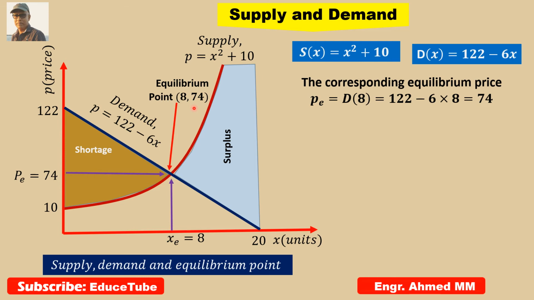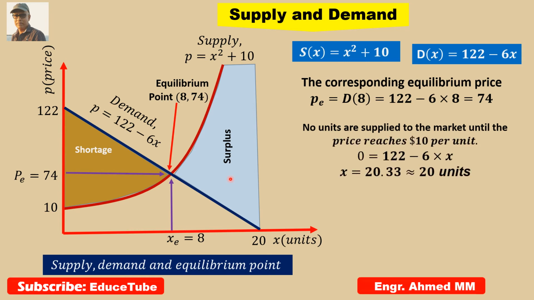And another important thing here: already we have seen, by seeing the curve, that the supply curve is a parabola, and the demand curve is a straight line. And no units are supplied to the market until the price reaches $10 per unit. By seeing this, we understand that. Now the question is how to find this value here.